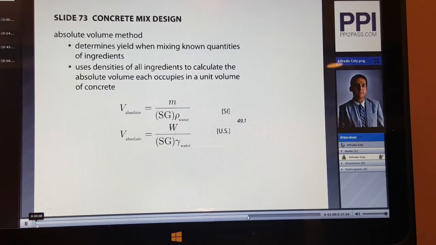Yield is the volume of wet concrete produced in a batch, and is typically measured in units of cubic yards. The unit weight of an ingredient is the specific gravity of the ingredient multiplied by the unit weight of water.